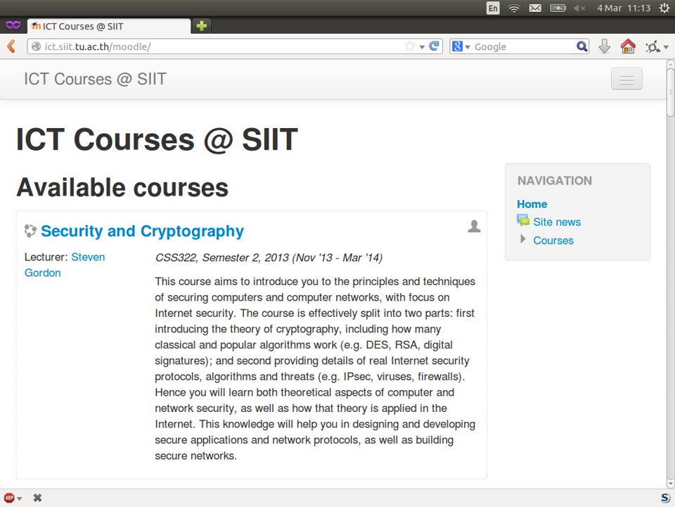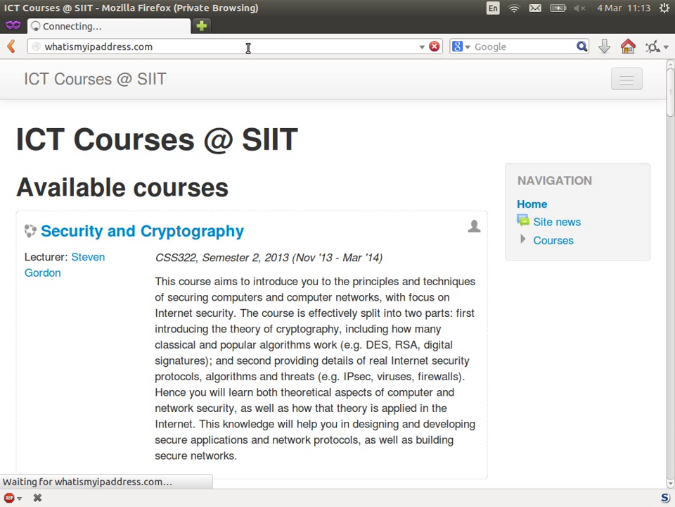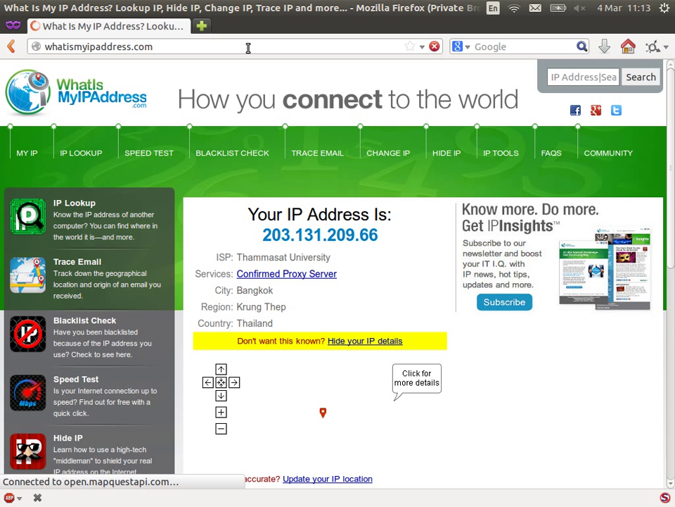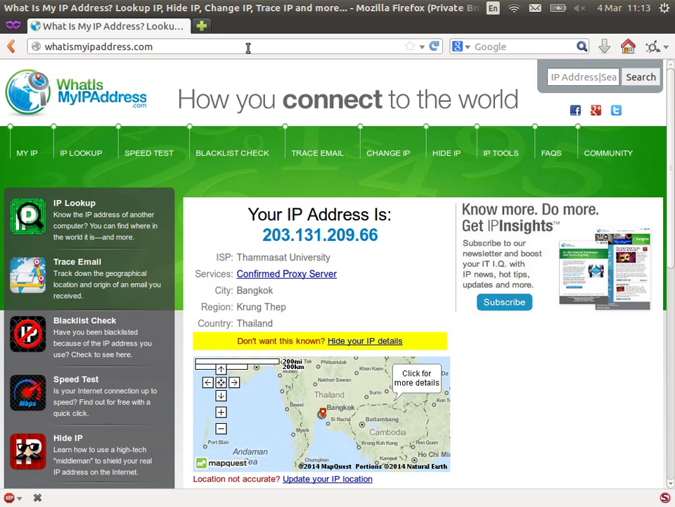I think you've all seen similar websites which tell you your IP address. If I open my browser and access some website, there are websites that will tell you the IP address of the client. That is, I'm accessing from my browser to some server, and the server tells me what my IP address is. There's some website that will look that up, and it tells me my client IP address is 203.131.209.66.